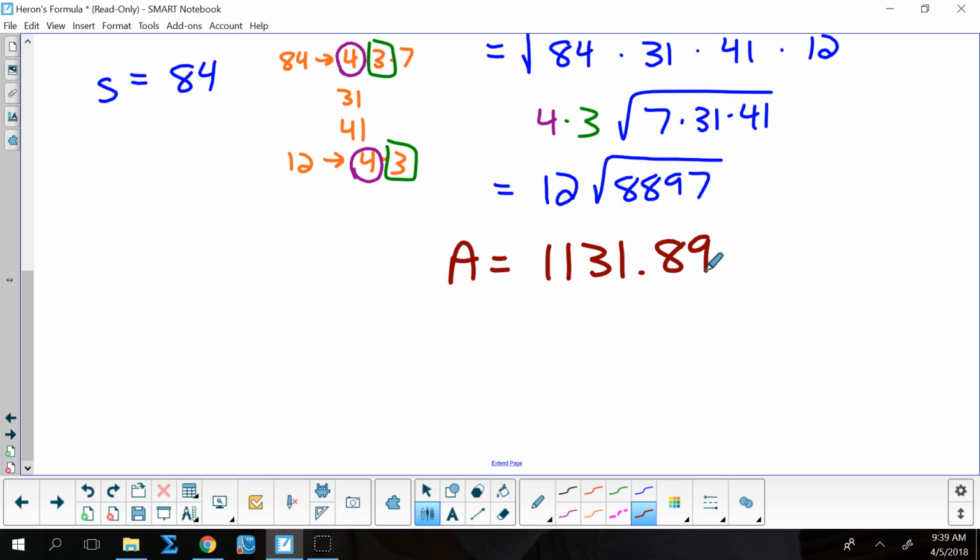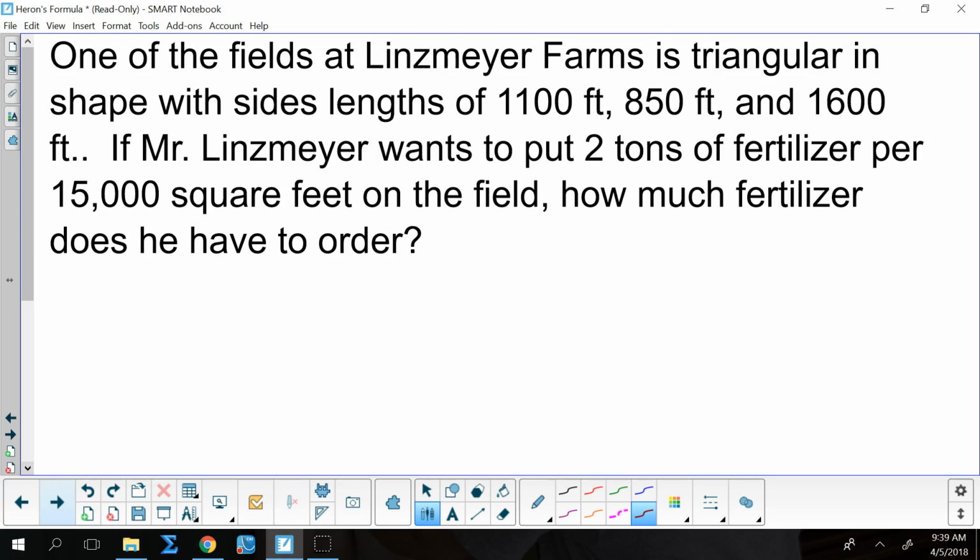All right. What I would like you to do is help out Linsmeyer Farms and figure out how much fertilizer I need to buy for this particular field. Walk me through the process of this problem. What do we first need to find? So we first got to find the semi-perimeter, and that's going to allow us to find the area of the triangle, or the area of the field, right?